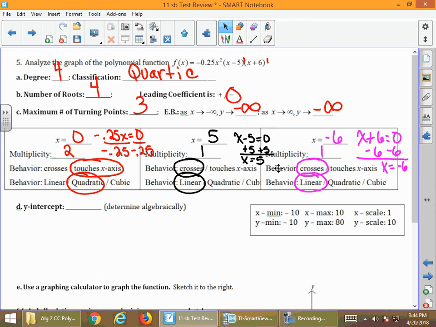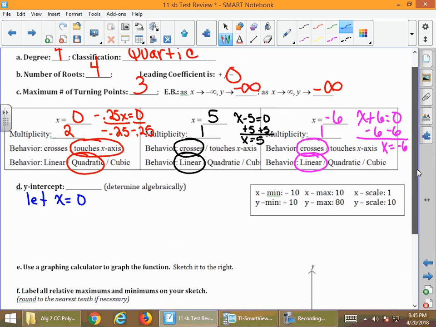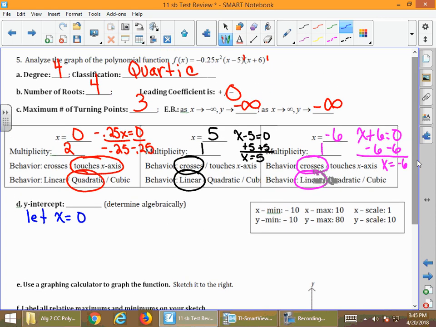To find the y-intercept of the function, what we need to do is let x equal 0. So as we determine this algebraically, we're going to put 0 back into our function wherever we see x, and we end up with negative 0.25 times 0 squared, and then we have 0 minus 5, and then we have 0 plus 6.